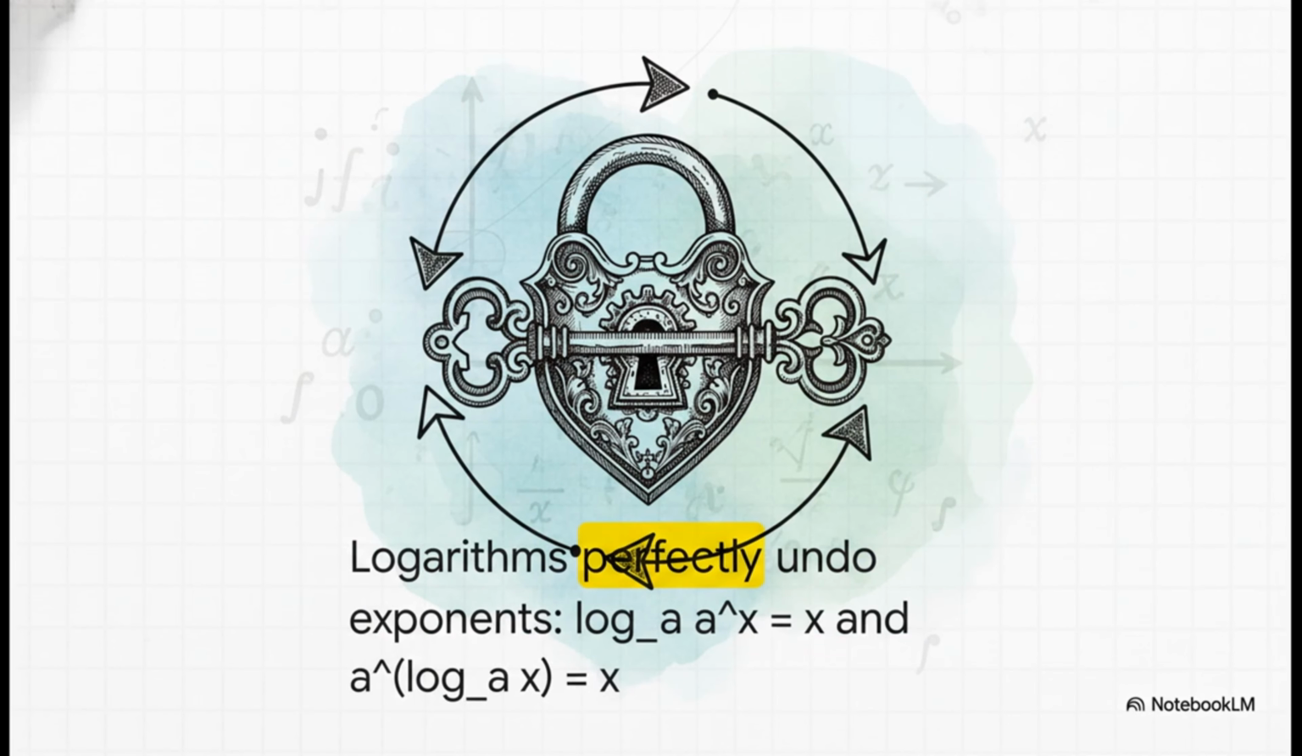And building directly on that logic, we get these amazing cancellation properties. The first equation here shows log base a of a to the power of x equals x. If you take a base a, raise it to the power of x, and then immediately turn around and ask, hey, what power do I raise a to get this exact value? Well, obviously the answer is just x. The exponent and the logarithm perfectly undo one another. It's literally like walking 3 steps forward and then taking 3 steps right back. You end up exactly where you started.